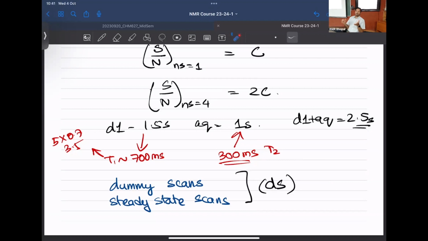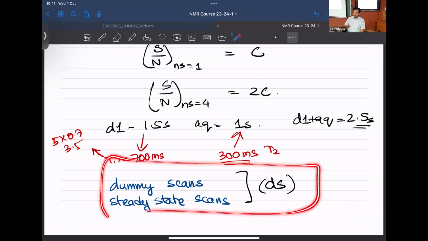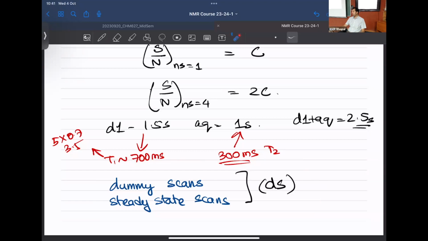Otherwise, think about it. You take a biomolecule, there are about 150 protons. You cannot worry about what is the T1 for each proton, T2 for each proton. But on the other hand, if you're able to reach a steady state by carefully setting up your parameters, then you can do your experiment in a way where, okay, you still will be able to get most of the information out of it within a reasonable amount of time.